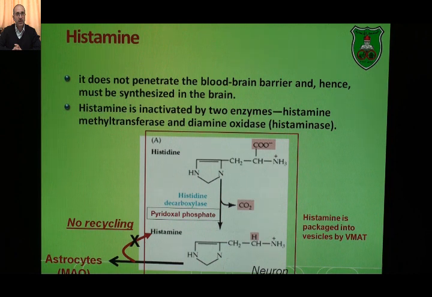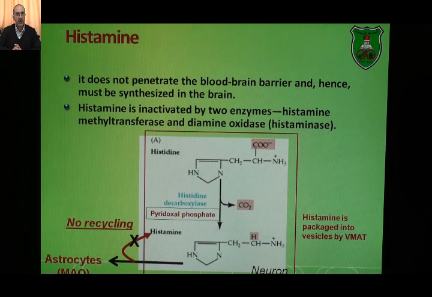Histamine is another neurotransmitter. It does not penetrate the blood-brain barrier, so it has to be synthesized in the brain. It can be inactivated by two enzymes, either histamine methyltransferase or diamine oxidase, also called histaminase. Now, an important property of histamine is that once released, there is no mechanism of taking up histamine back into the presynaptic neuron.